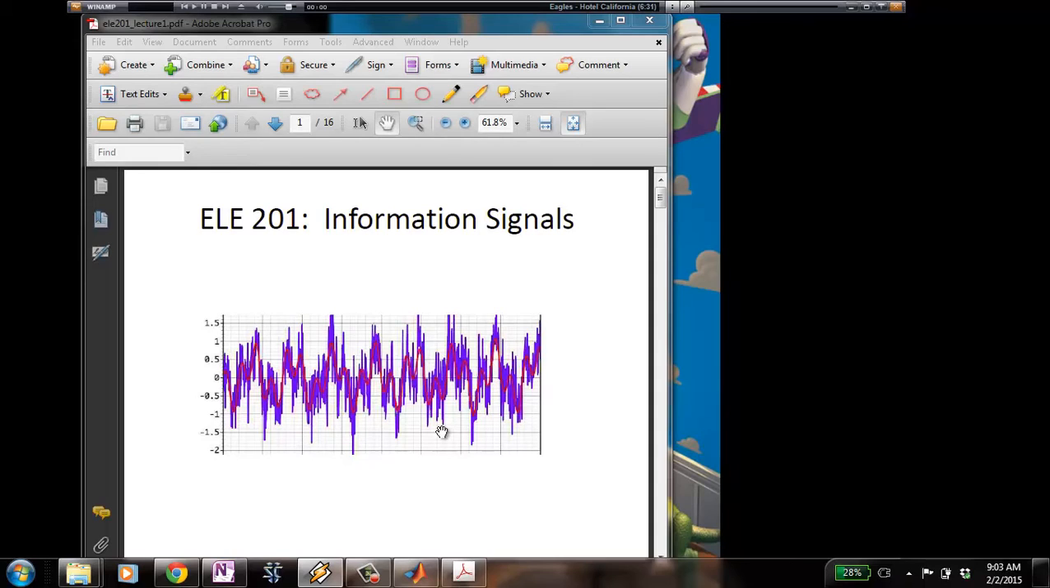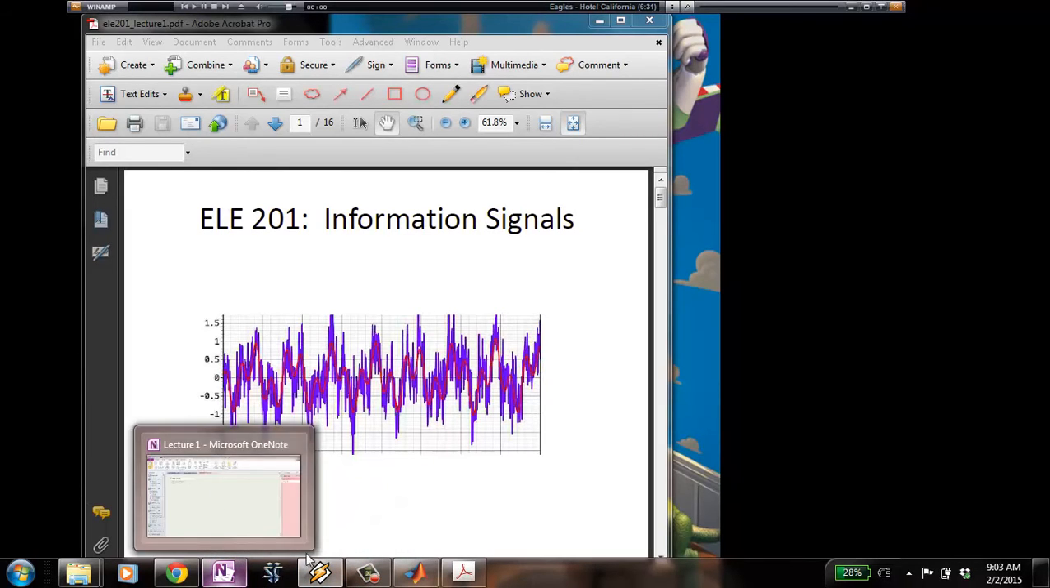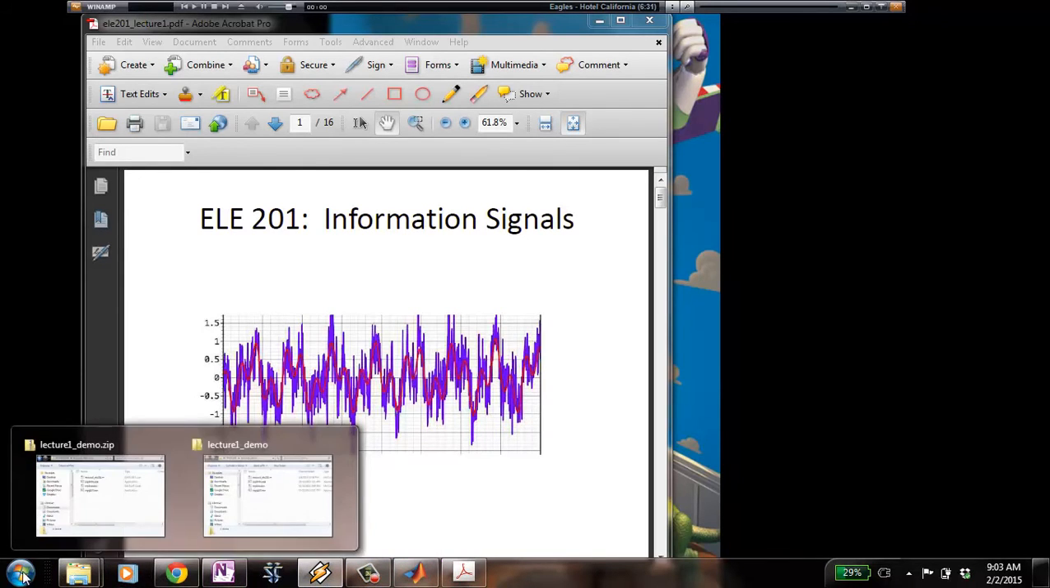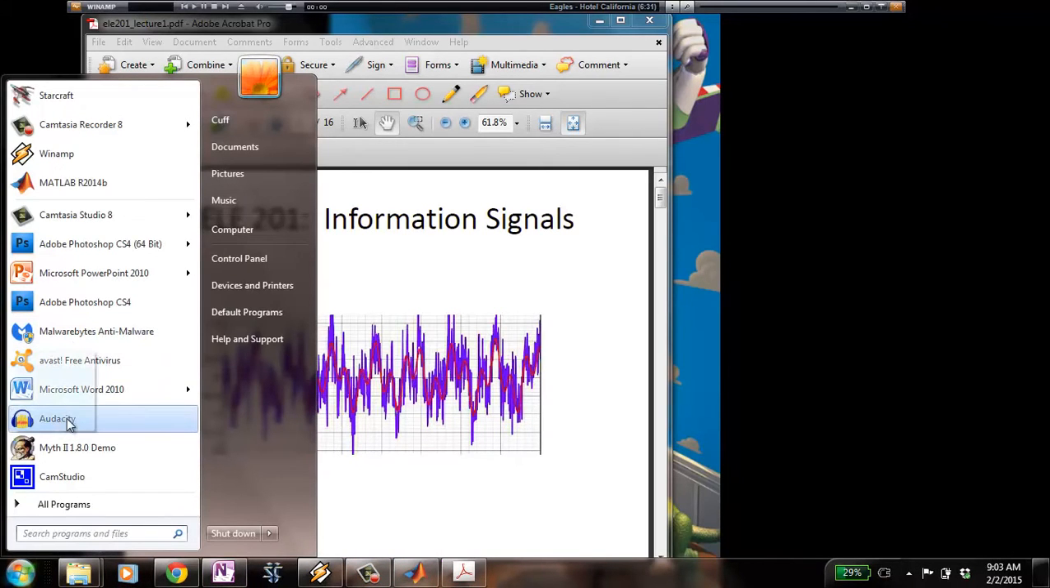So, audio recording technology. The phonograph was used to record sound and reproduce it. And we're going to take a quick look at what an audio recording can look like in terms of the data that's stored. So let me pull open some open source software, Audacity.